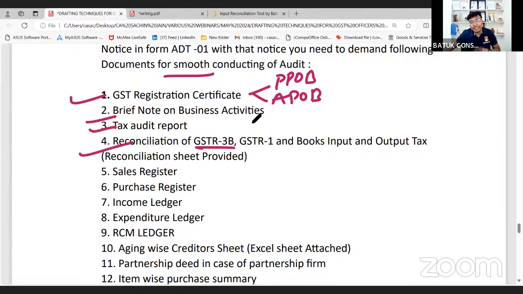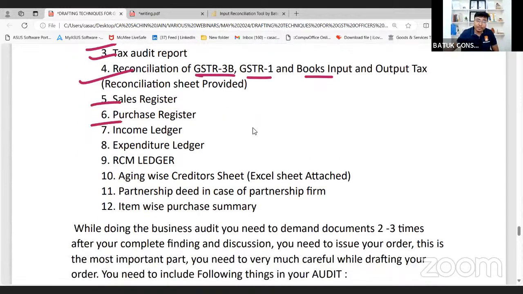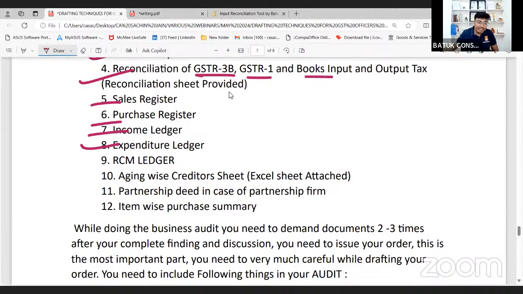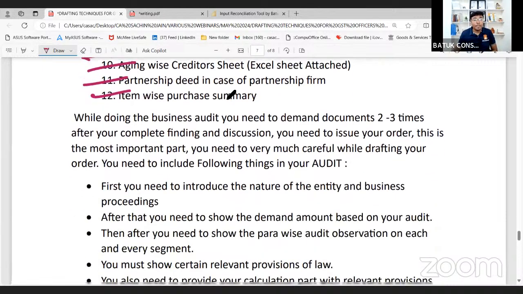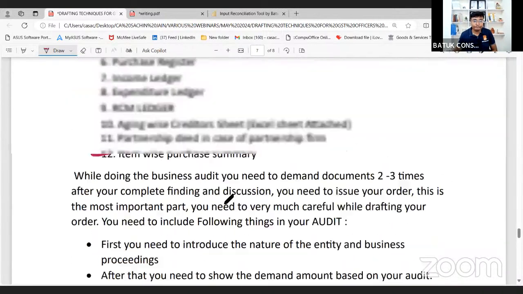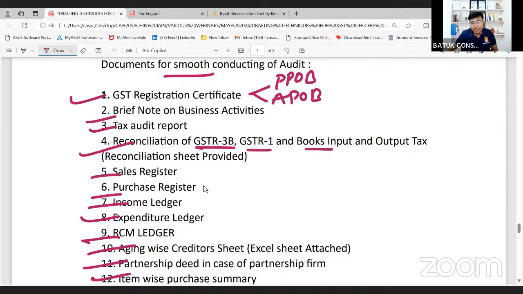Various reconciliations, that is my GSTR 3B, GSTR 1, books input and output. You need to demand the sales register, purchase register, income ledger, expenditure ledger, so that you can check the applicability of GST, reversal of the input tax credit. RCM ledger, age wise creditors, so that you can easily determine the 180 days payment rule. Partnership deed in case of a partnership firm, item wise purchase summary. So these are the documents you should demand while doing the departmental audit, business audit.